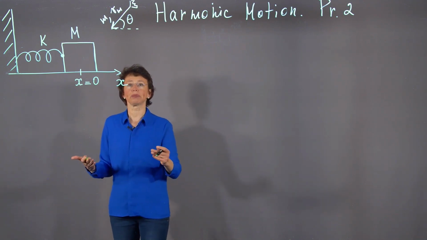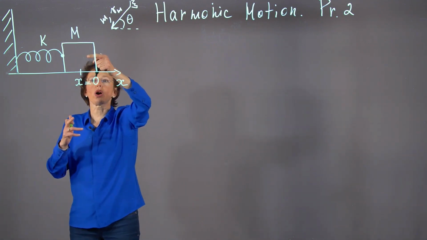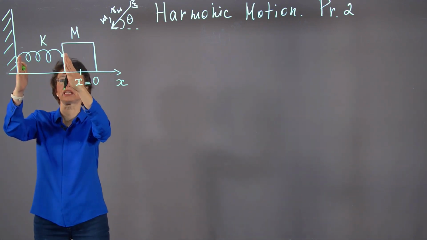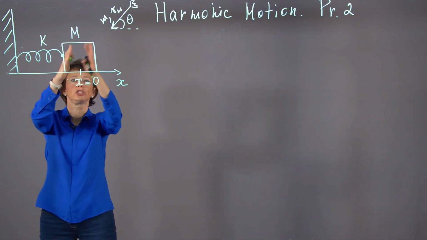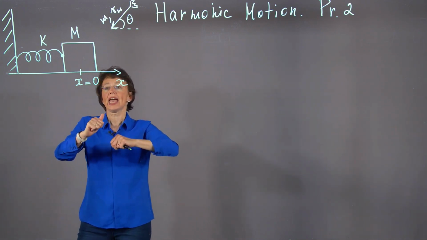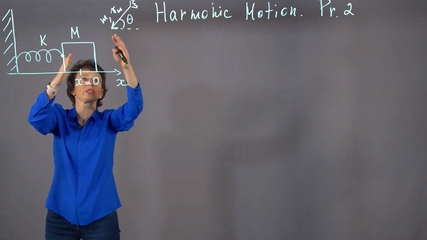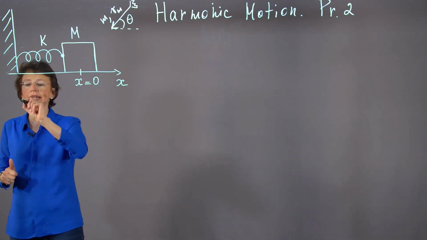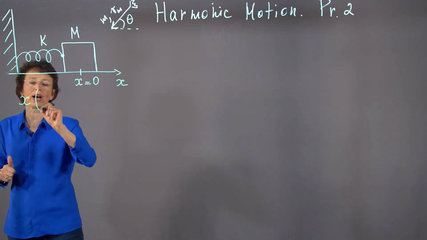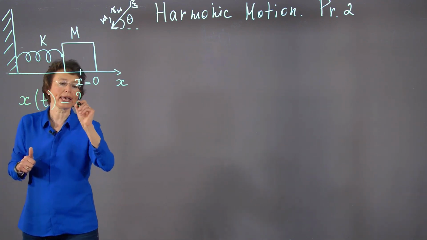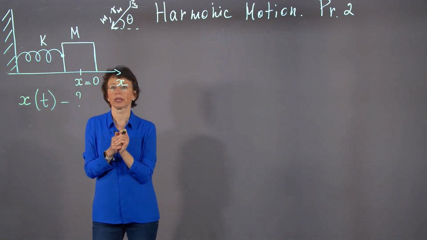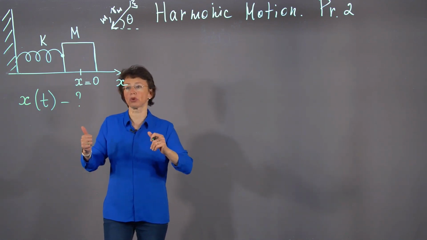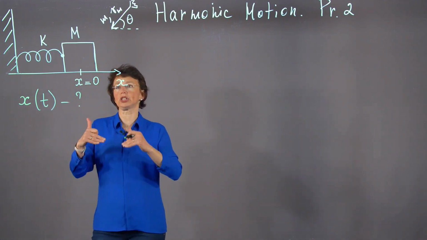So what will happen? The arrow will hit the block. We assume that this will happen instantaneously, so that the spring will not be compressed during this collision. And then this block with this arrow will be moving back and forth, and what we need to find is the position of the block at any time moment. So how can we do that? Well, it's a problem on harmonic motion, but we need to know initial conditions.